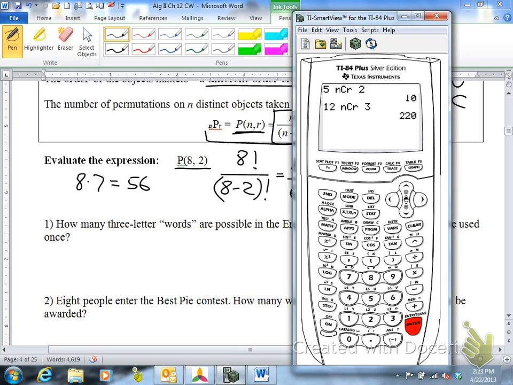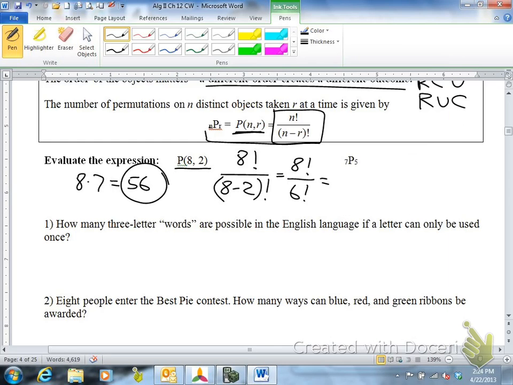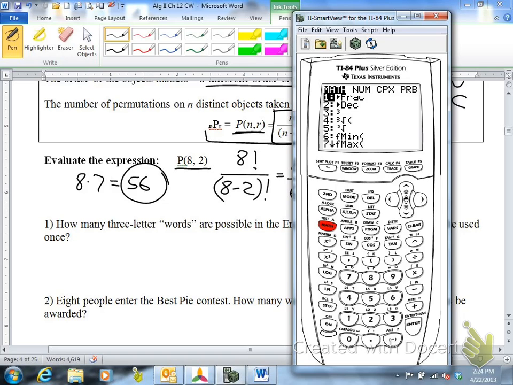The button on your calculator is right here. 8, math, go over to number 2, 8 permute 2. So you get 56. 7 permute 5 would be 7 factorial over 7 minus 5 factorial. On the calculator, you type 7, then where the factorial button was, it's number 2, 7 permute 5. So 2520.